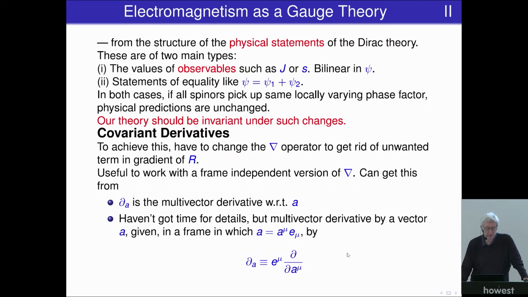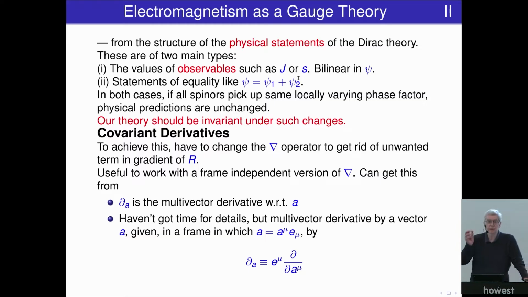Why should we want it to? Basically from the structure of physical statements in the Dirac theory. And these are of two main types. You've got observables, such as the J that I brought in, which are bilinear in psi, or you've got simple statements of equality, like psi is psi 1 plus psi 2. Now, both of those remain locally invariant.